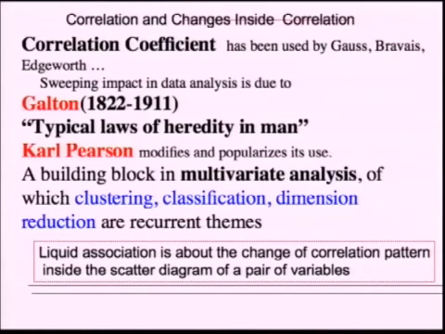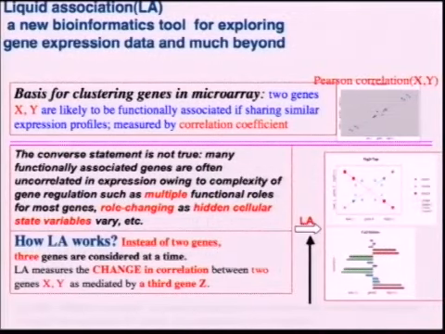So this is again just reiterating that correlation is a building block of many things in multivariate analysis: in clustering, classification, and dimension reduction. And the thing I'm going to talk about, liquid association, is in fact about the change of correlation pattern inside the scatter diagram of a pair of variables. So I'll make that clear.